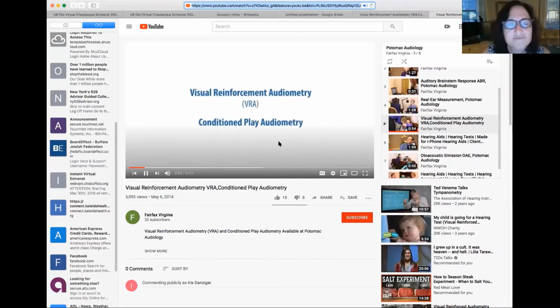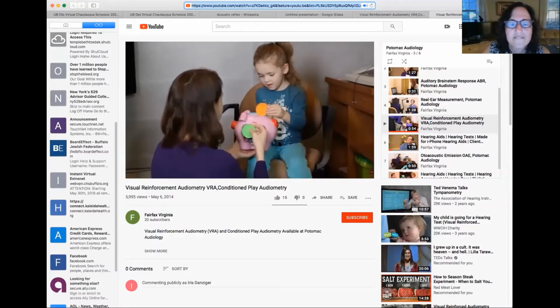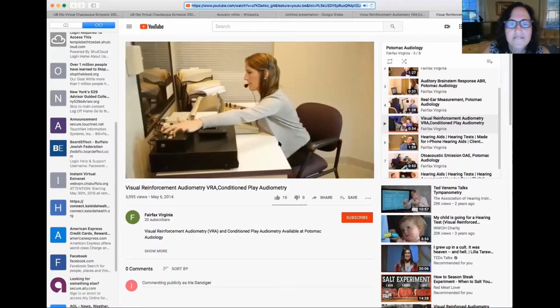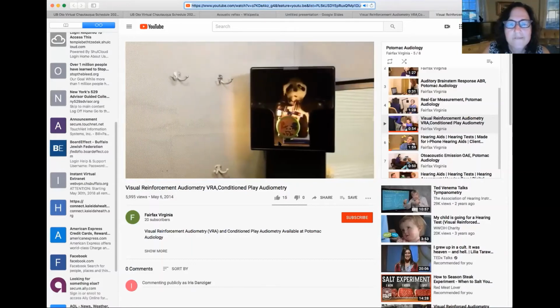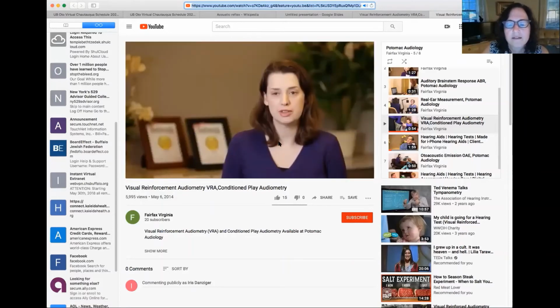We have 2 ways to test children in our sound booth. We can start doing that at about 12 months of age with a technique that's known as VRA, or visual reinforcement audiometry. In that case, we have the child sit on the parent's lap, we play sound through speakers, and then reinforce them to look for that sound by playing a little animal. They get involved in looking for the animal, and so they listen for very soft sounds and let us know what they can hear.